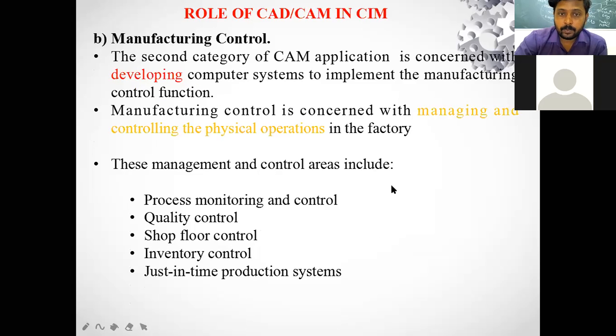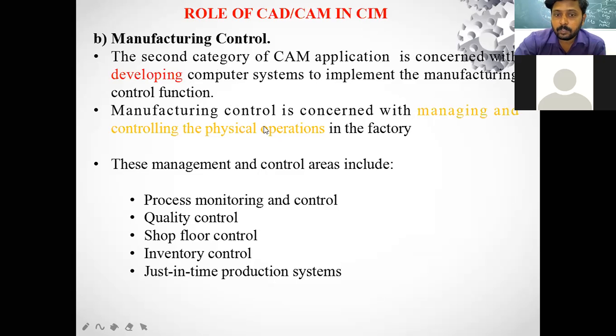The second type is the manufacturing control. The first one is manufacturing planning. The second one is control. The second category of CAM application is concerned with developing computer systems to implement the manufacturing control function. So the core part is to implement. What to implement? To implement the manufacturing control functions, by using a developed computer system, or we are going to develop this kind of systems so that they could be used for control functions.